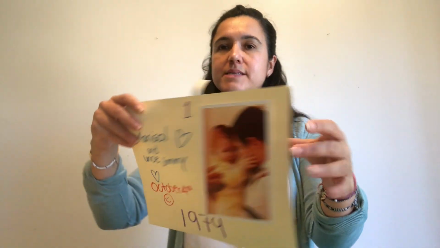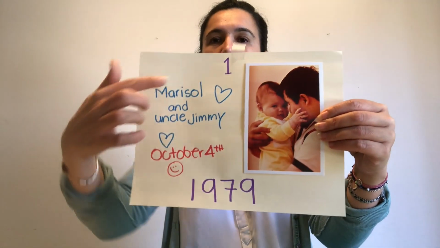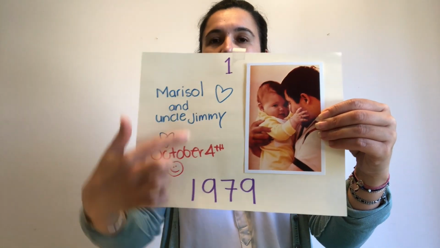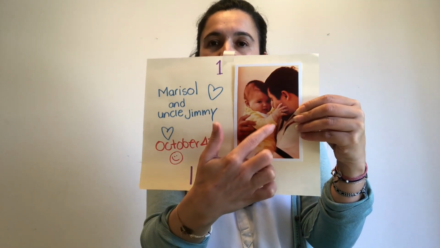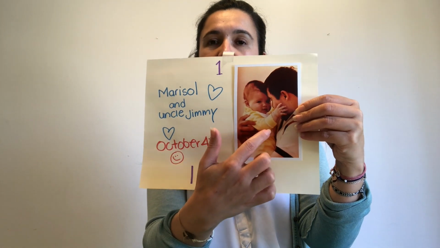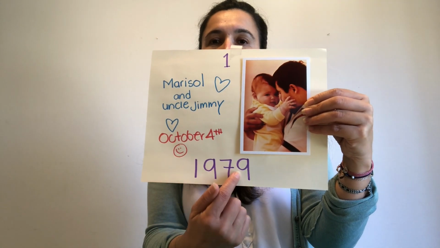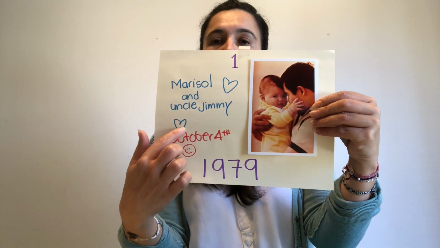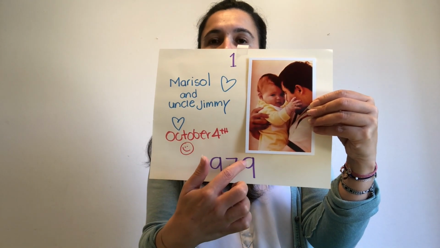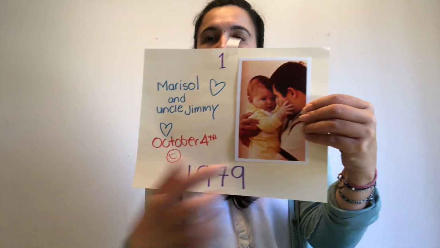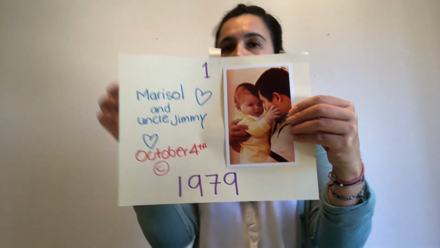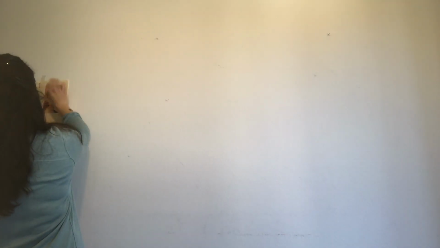Number 1 is this. So I wrote 1 and the year that this photograph, this event of my life, happened. 1979. I was born this year. So here I am with a very special person in my life, my Uncle G. And that's number 1, so I'm going to tape it here first.